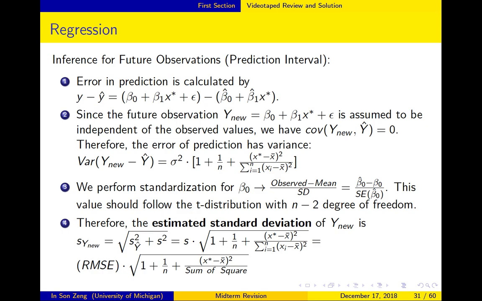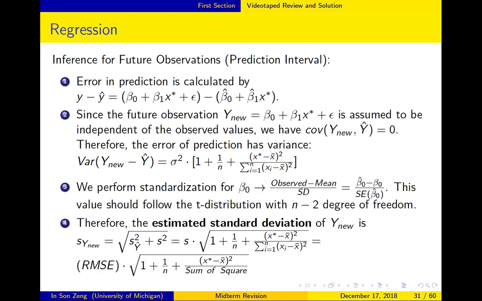Therefore, we have a nice formula for the variance of the error of prediction, particularly the variance of y new minus y hat, equal to sigma squared times 1 plus 1 over n plus our new value x star minus the mean value x bar squared over the corrected SS, which is the summation of i equals 1 to n of xi minus x bar squared. This value could be derived from a lot of steps in our class notes. Particularly, sigma squared is the MSE.